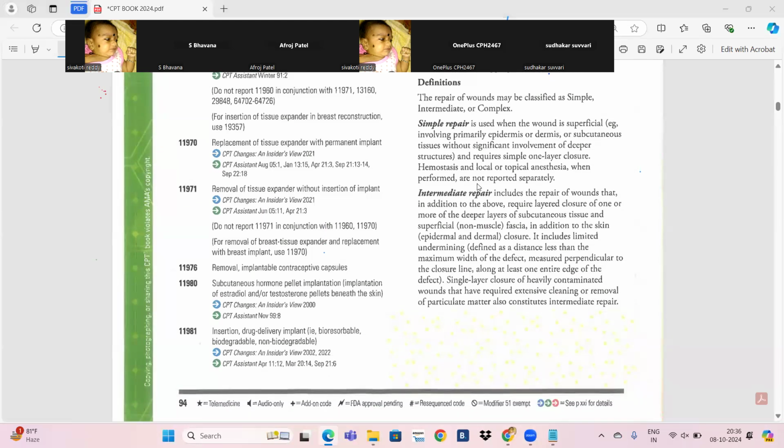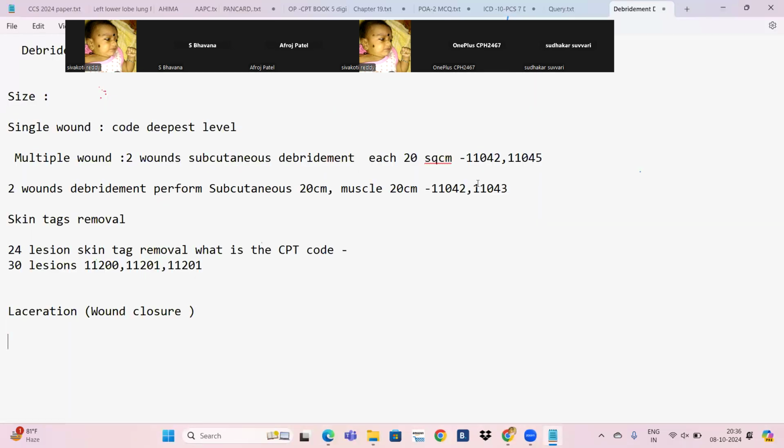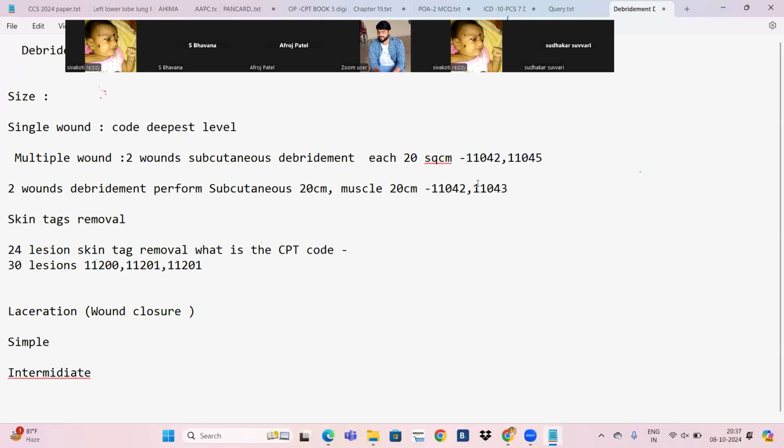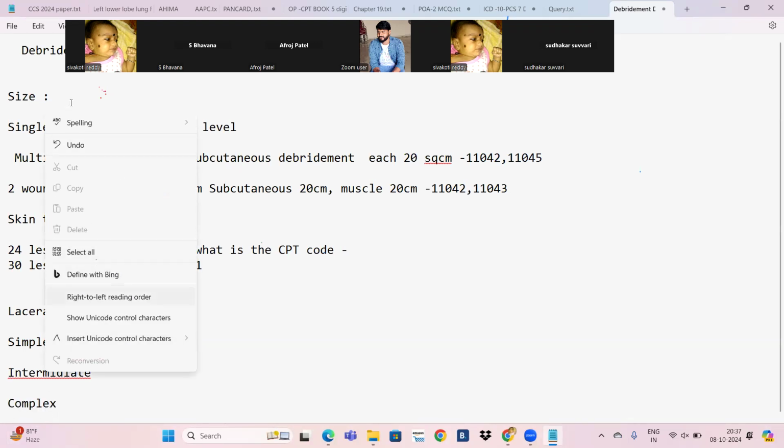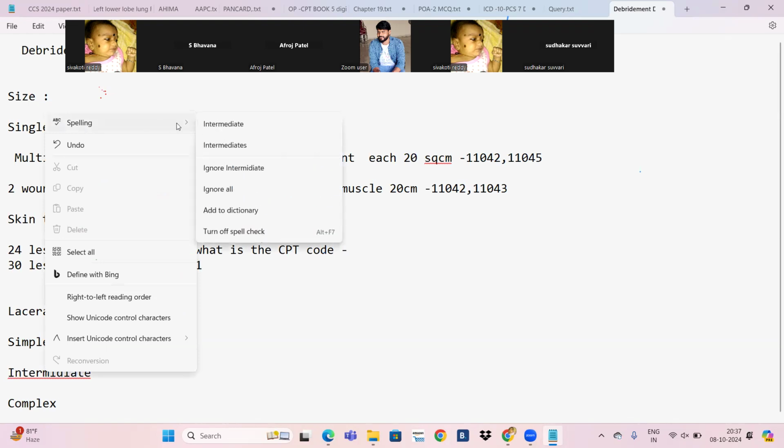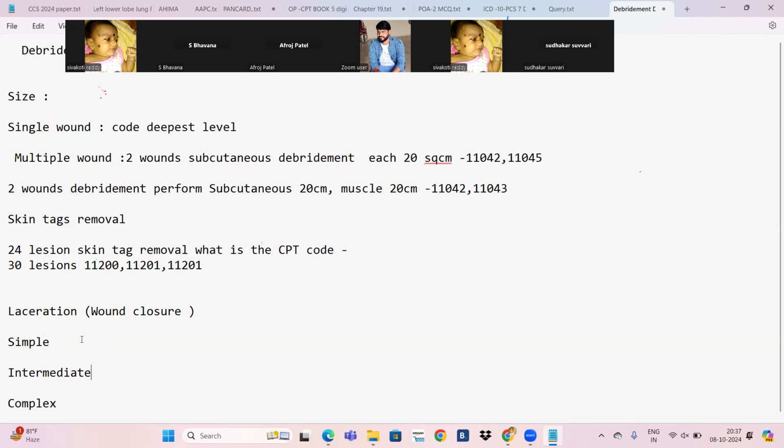So there are a total of 3 types of laceration repairs: simple, intermediate, complex. In these 3 types of laceration repair you need to check.